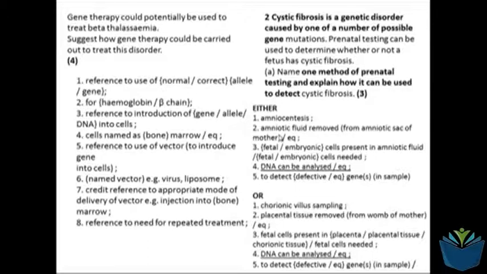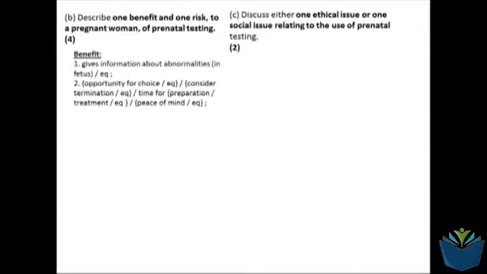Okay, so part B, describe one benefit and one risk to a pregnant woman of prenatal testing. And so you can get several different marks here, and so you need to explain one benefit and then essentially one risk. So one of the benefits that you could talk about is the major benefit of having the test done: it gives you information about possible genetic conditions or abnormalities, and so this gives you time to consider your options.